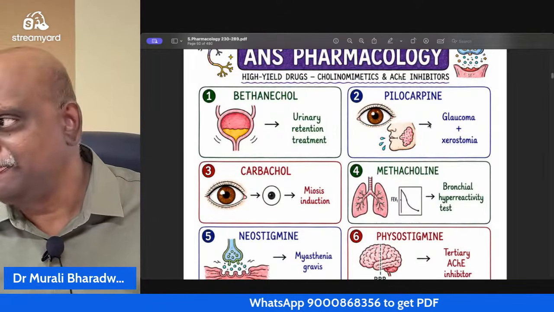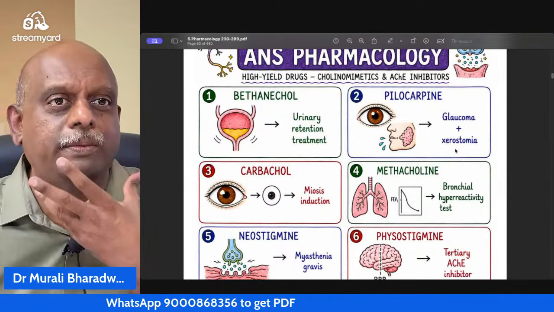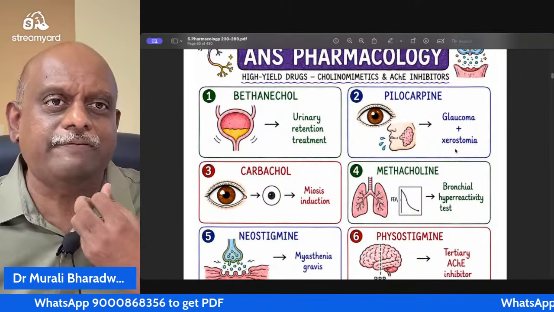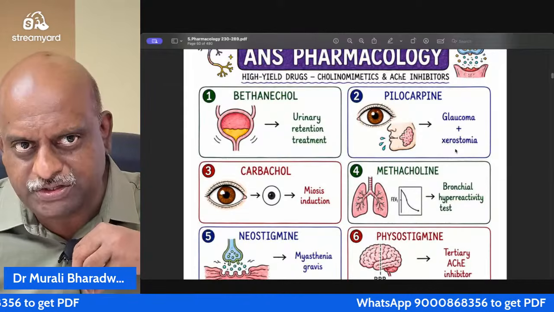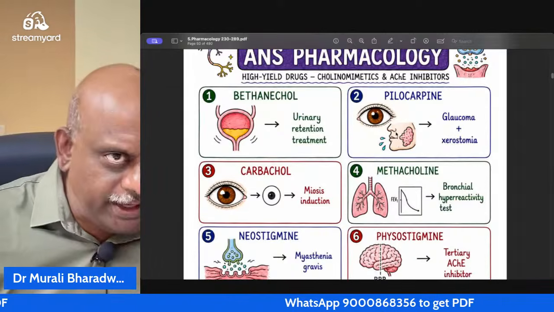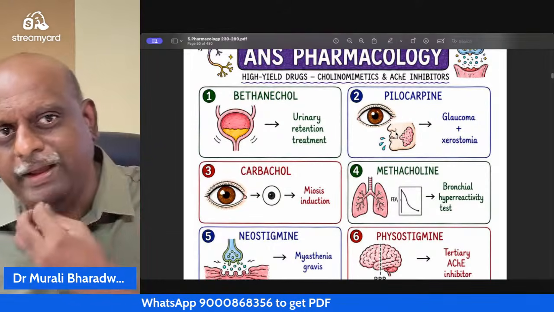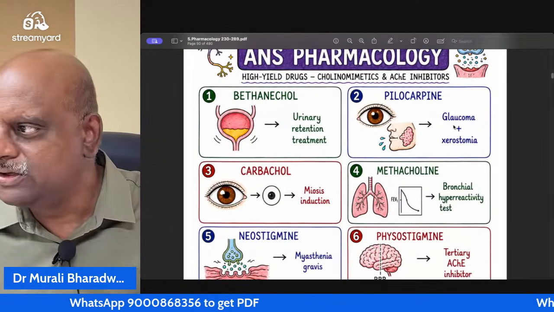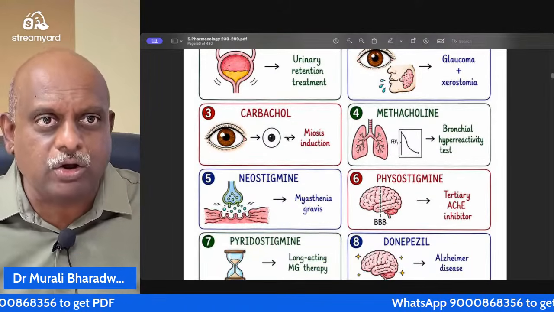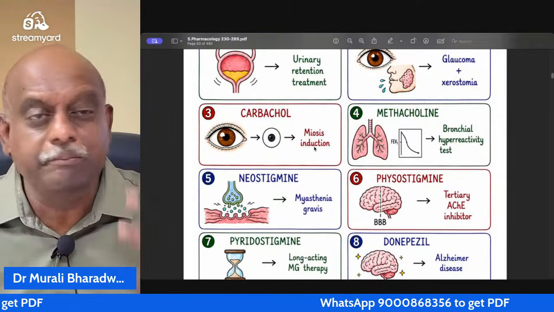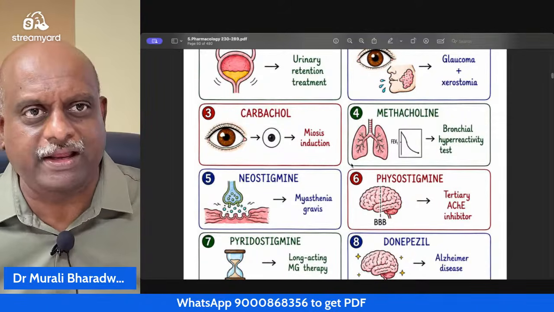Pilocarpine: glaucoma, and if the patient has xerostomia. Xerostomia is because of anticholinergic effect, where parotid secretions are diminished. There, if you stimulate acetylcholine receptors using pilocarpine, you can once more make the mouth wet. So, glaucoma, xerostomia, we use pilocarpine. Carbachol leads to miosis. Methacholine leads to bronchial hyperactivity.